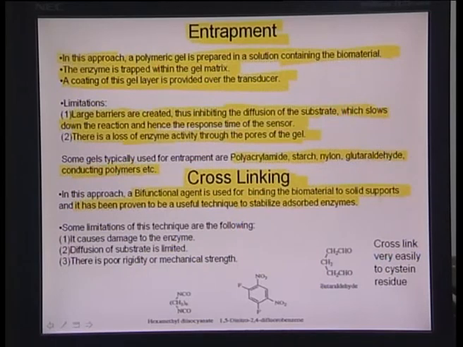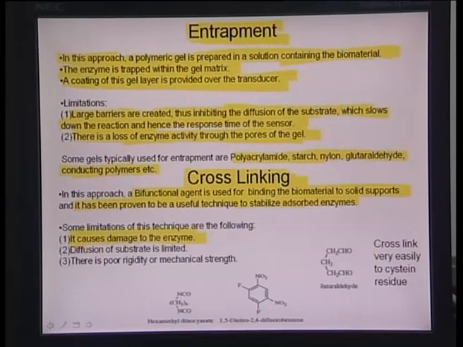And of course, this technique also has some limitations. Some of them is that it sometimes causes damage to the enzymes because you are playing around with the chemical nature of the enzyme itself. You are trying to modify the enzyme to cross link it to the linker molecule or the ligand molecule. So it causes some damage to the normal functionality of the enzyme because its structure is changed, and proteins, as you know, are extremely sensitive to this change in conformation. Their whole properties change because of a slight change in the conformation of the molecule.